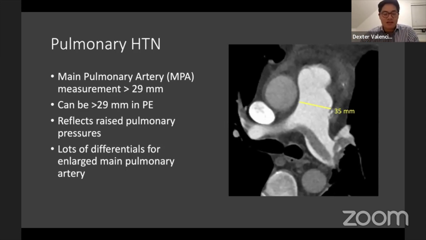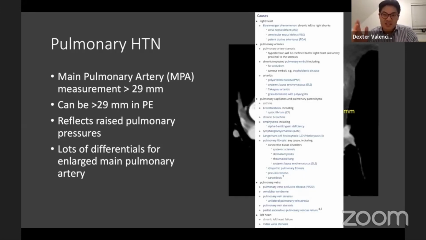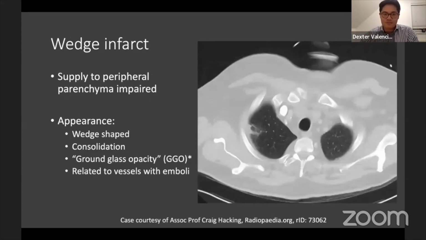They could have pre-existing medical conditions that mean they have pulmonary hypertension. This is just an example of a really long list of causes for pulmonary hypertension. I'm not expecting you to know this, but it's just to be aware that PE is not the only thing that can cause it. Some of you may have heard of wedge infarcts.